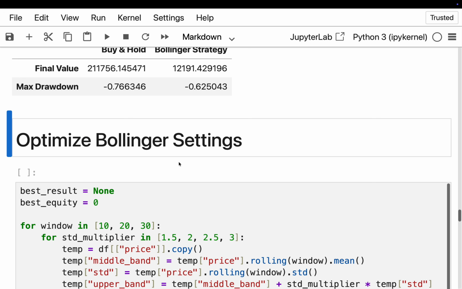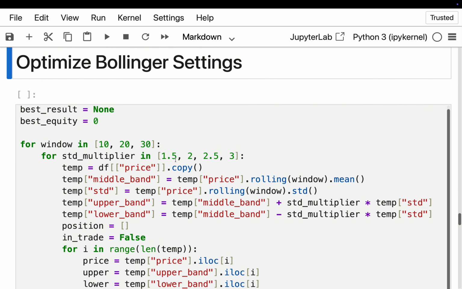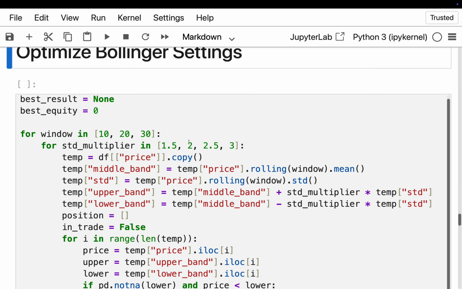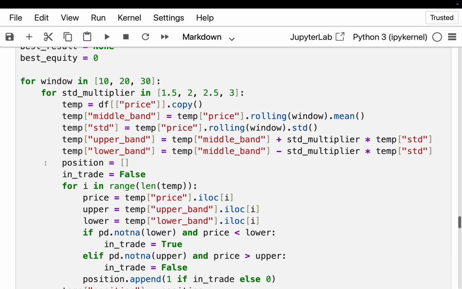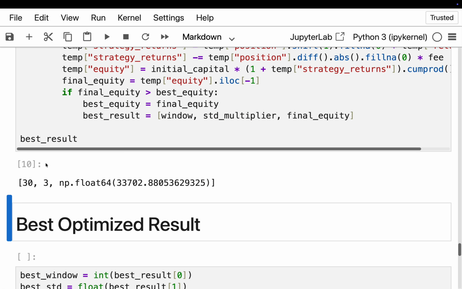Next, we optimize the Bollinger Band settings. Instead of only using the default 20-period setup, we tested multiple combinations automatically using Python, and the best performing version actually used a 30-period window with a 3 standard deviation band. That improved the final portfolio value to around $33,000, which is definitely better than the default version.